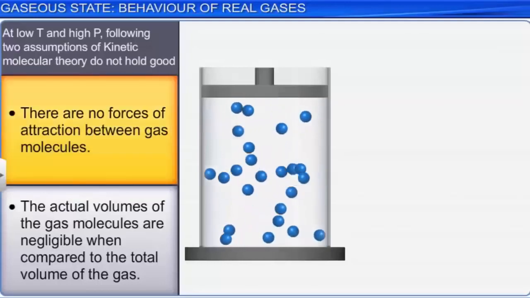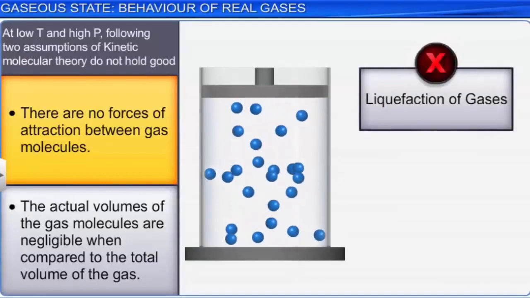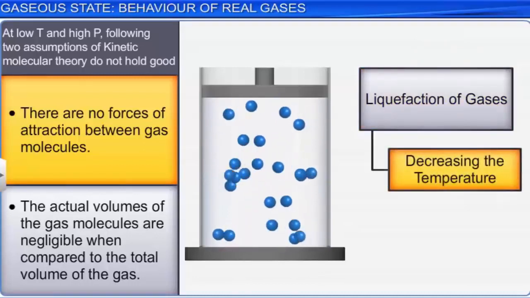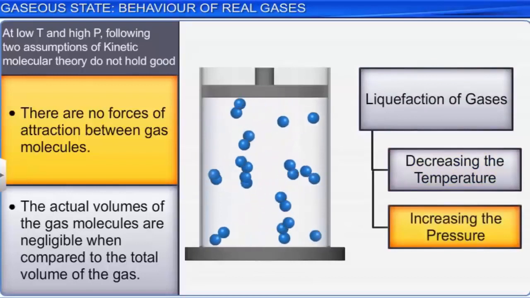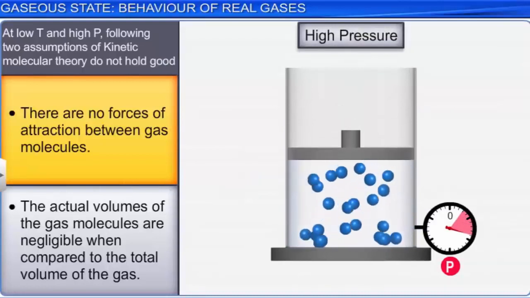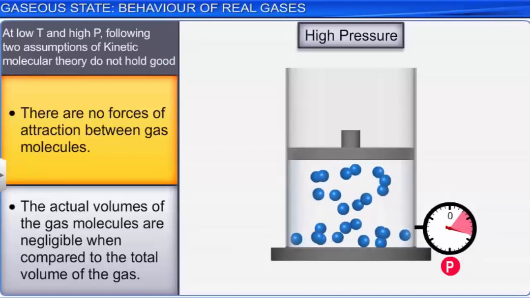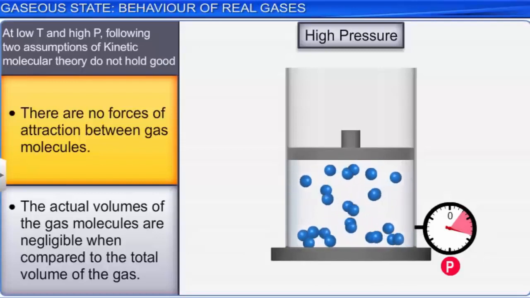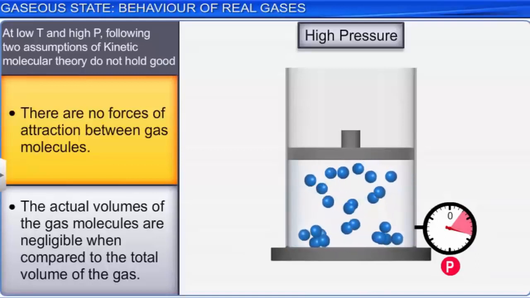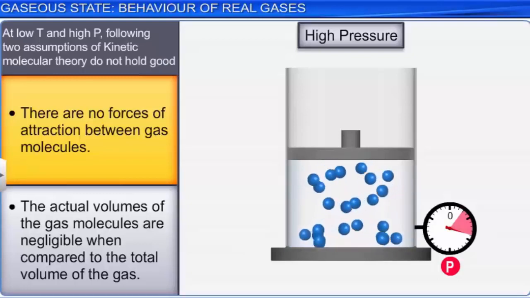If the first assumption is correct, then the liquefaction of the gases wouldn't be possible. But we know that gases can be liquefied by decreasing the temperature and increasing the pressure. At high pressure, molecules of gases are very close to each other, and the intermolecular attractive forces start operating. These molecules, then, do not exert full impact on the walls of the container as they are dragged back by the attractive force of other gas molecules. Hence, the molecules strike the walls of the container with reduced velocity.